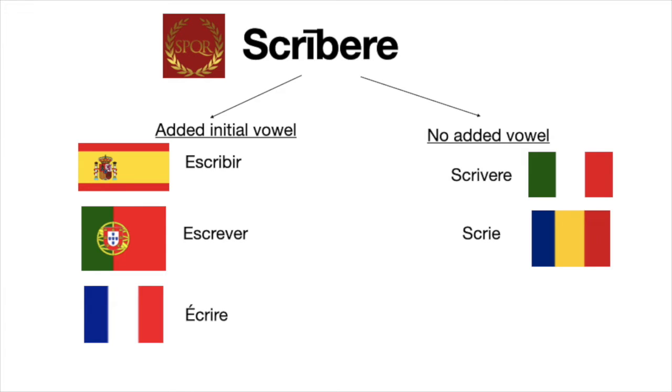So a good example of a word that does that could be the word scribere, which means to write in Latin. In Portuguese you have escrever, in Spanish we have escribir, in French we have écrire, and then in Italian we have scrivere, and in Romanian we have scria. So you can see how Italian and Romanian do not add that kind of vowel sound at the beginning of the cluster.